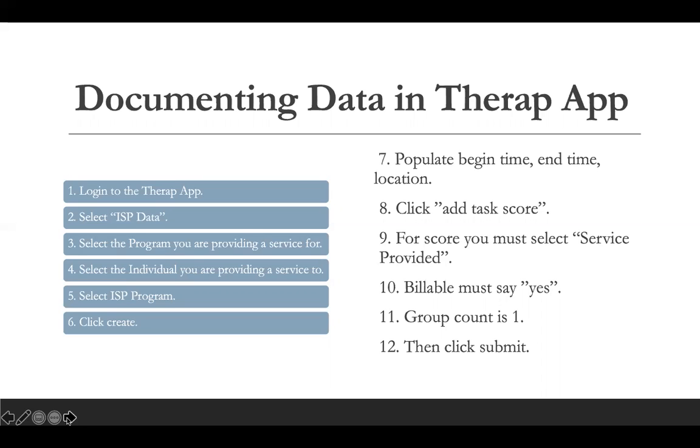You click Create. You're going to have to populate, which means enter the beginning time, the ending time, and the location. You click Add Task Score. For the score, you must select service provided. Again, sometimes when the data comes in, we see that people have forgotten to actually hit service provided. You have to select service provided. Billable must say yes. The group count is 1, and then afterwards you click Submit. So nothing is really changing from that standpoint.